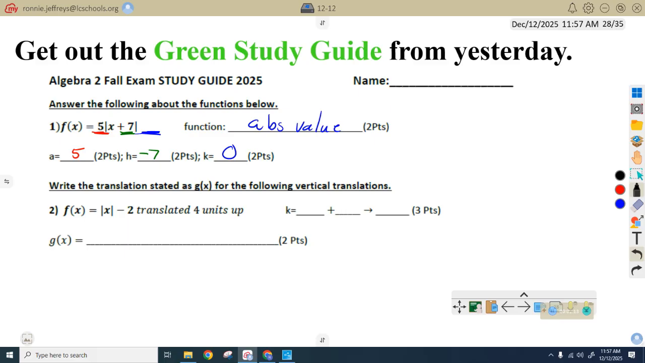Okay, again, a lot of these are set up and not solve. Now this one says, okay, this translates, so we take our K value right here, this is -2. We add 4 and we get +2. So our answer down here is absolute value of X plus 2.